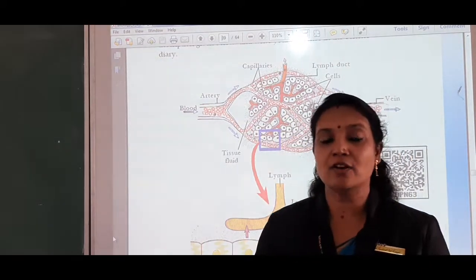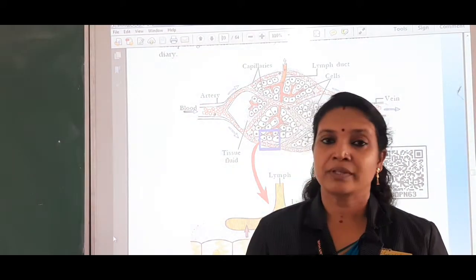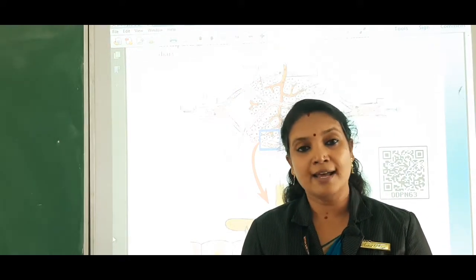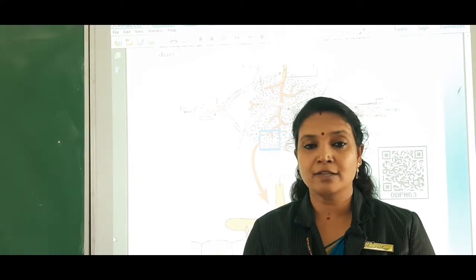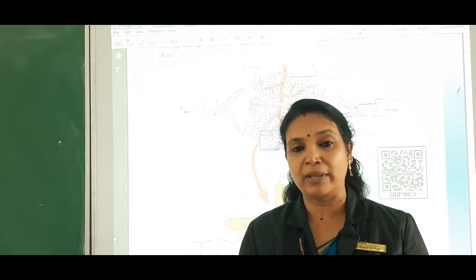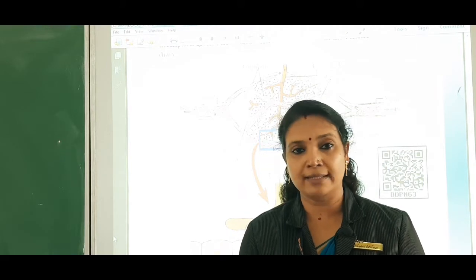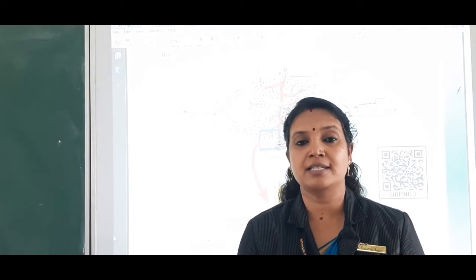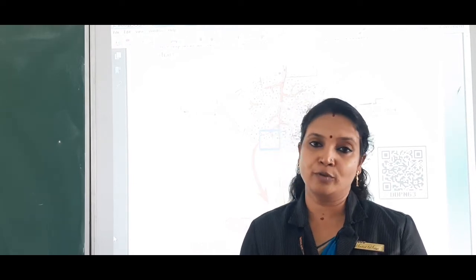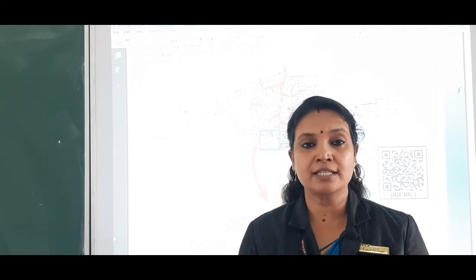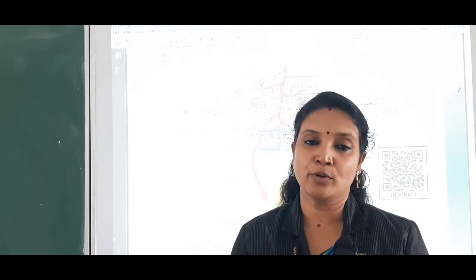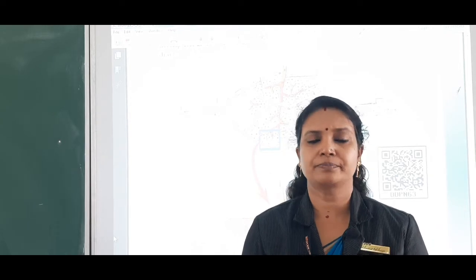So that fluid is known as tissue fluid, and the tissue fluid does not contain RBCs, large protein molecules and platelets. So you know the peculiarities of plasma, right? Plasma is pale yellow in color, and it has no RBCs in it. And more or less the same structure the tissue fluid also possesses. It does not contain RBCs, platelets and large protein molecules.